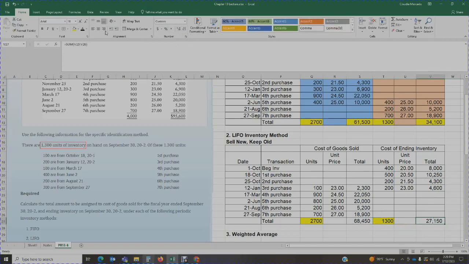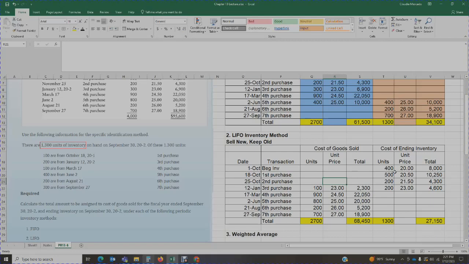So these are the amounts that we're going to report for LIFO, using the LIFO method, for the cost of goods sold. We have 2,700 units that we sold at a cost of $68,450. We have 1,300 units that we have not sold. This is our ending inventory, and our ending inventory is valued at $27,150.